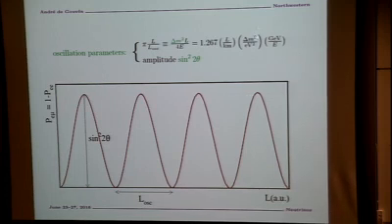Now, it turns out that the typical mass square differences that we've measured are of the order of, say, 10 to the minus 3 or 10 to the minus 4 electron volts squared, which means that for a 1 GeV neutrino, if you want to see a 1 GeV neutrino oscillate a lot, you basically need baselines of about, say, 100 to 1,000 to 10,000 kilometers.